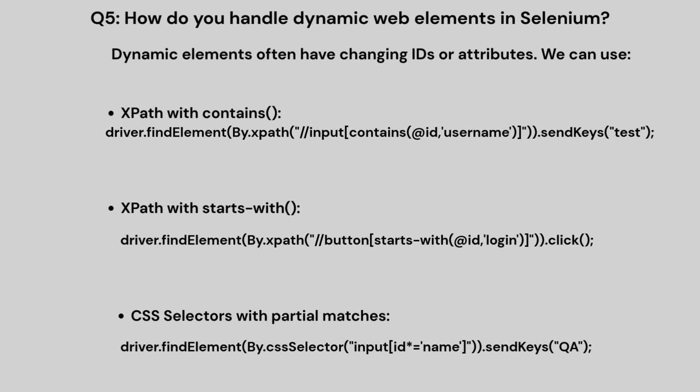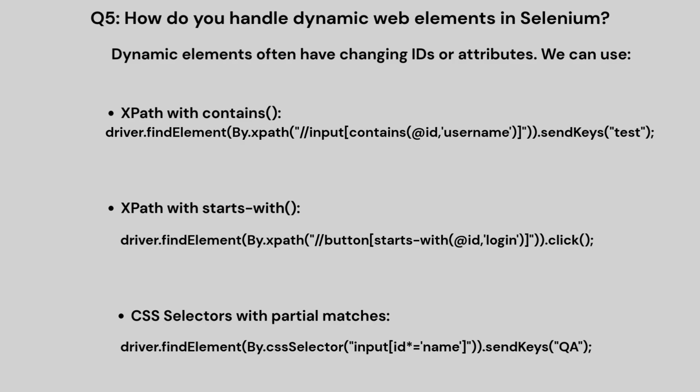Next in the interviews, which is how do you handle dynamic web elements in Selenium? A very important question, and it will be asked for sure in Selenium interviews. It can be answered in this way: dynamic elements often have changing IDs or attributes. In that case we can use XPath with contains, and also we can use XPath with starts-with, and also we can use some CSS selectors which do partial matches.